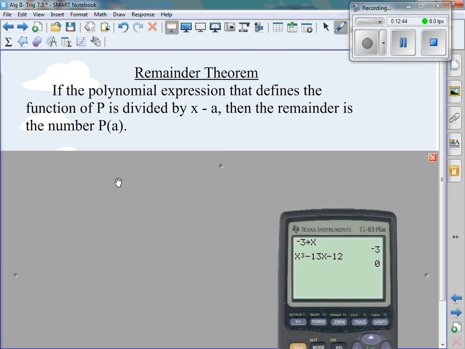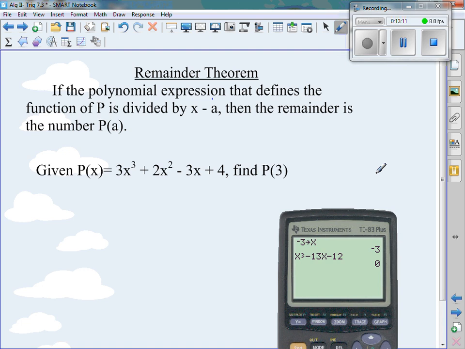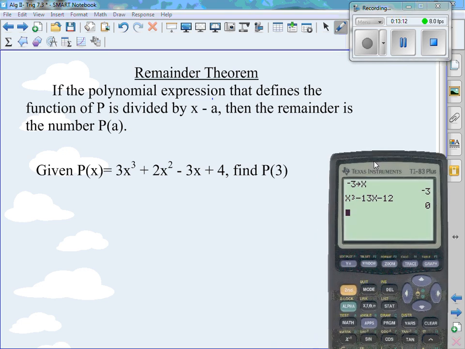If the polynomial expression that defines the function p is divided by x minus a, then the remainder is always p of a. So if you find by substitution that the answer is 5, 5 will be your remainder. So find p of 3 both ways.